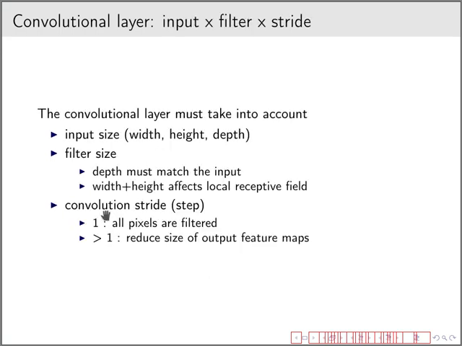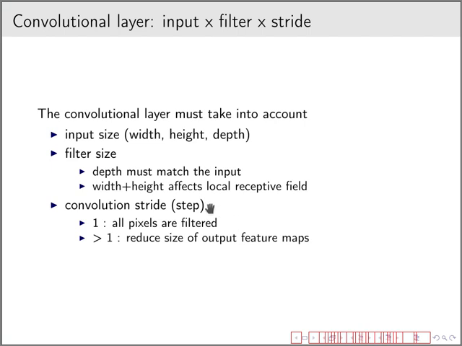And the width and the height affects the local receptive field. So the larger the filter is, the larger is the local receptive field. But I don't want to exaggerate that, because by using many layers, I increase the size of the local receptive field. Okay, so don't worry about having a local receptive field that is too large.